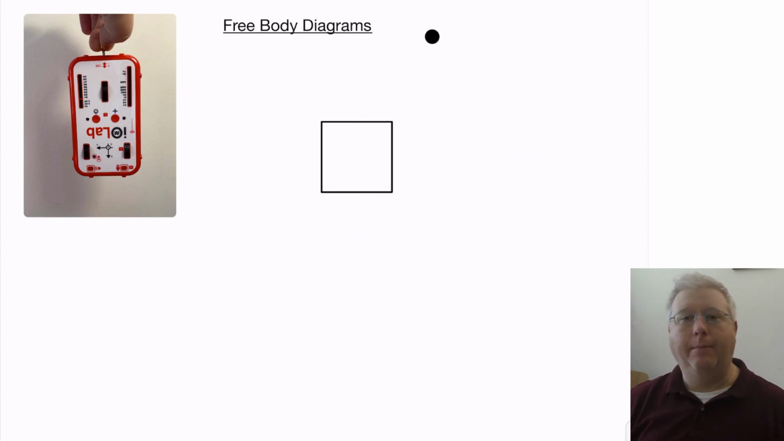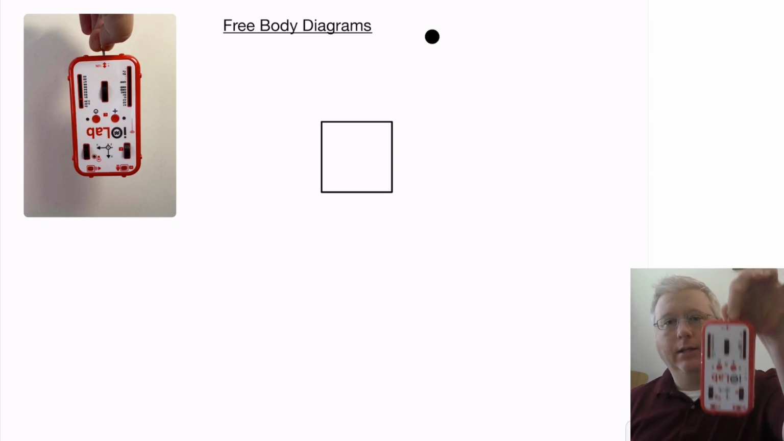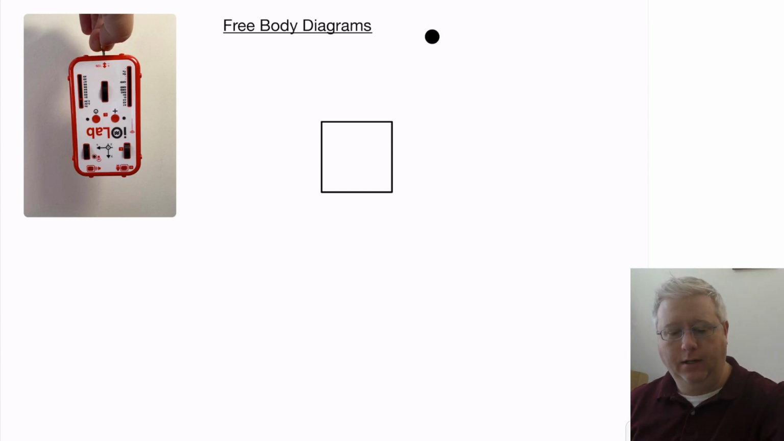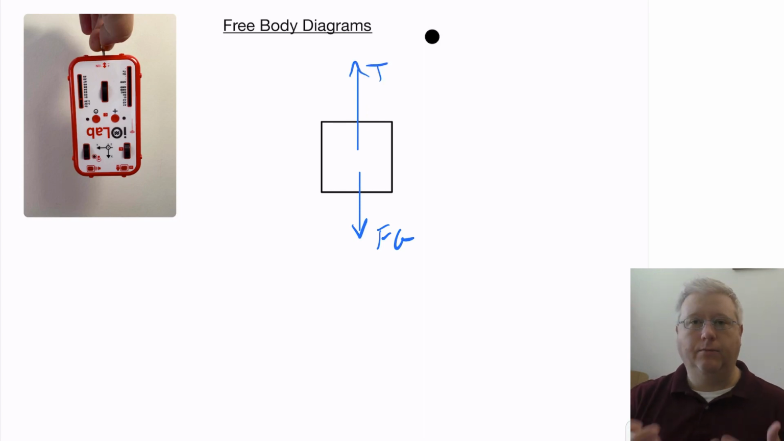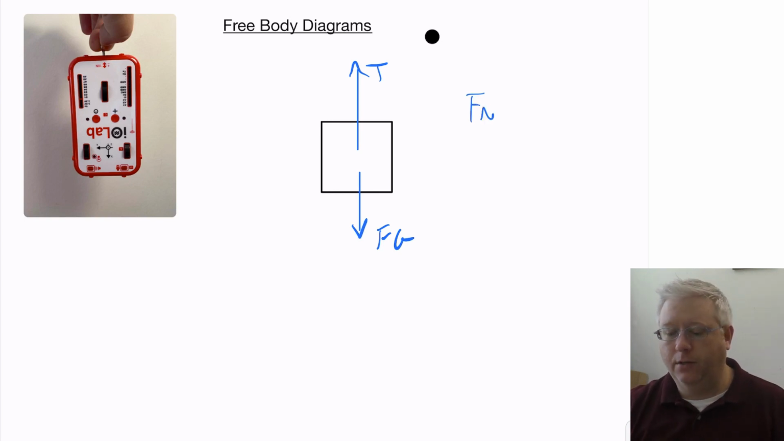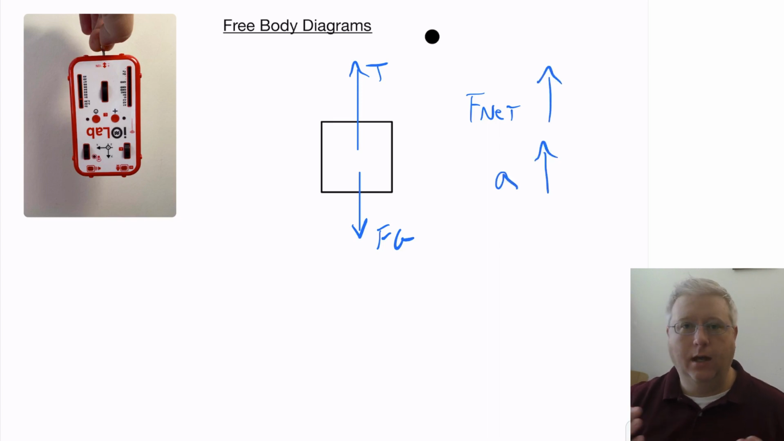So what happened before, in a previous video, when I moved the iOLAB device up and down? Let's consider when I was moving it up. We still had gravity acting on the device, and there's still a tension on the device, although now the tension has to be much greater than the force of gravity because it's moving upward. That gives us a net force upward, and that's what causes the device to accelerate upward.